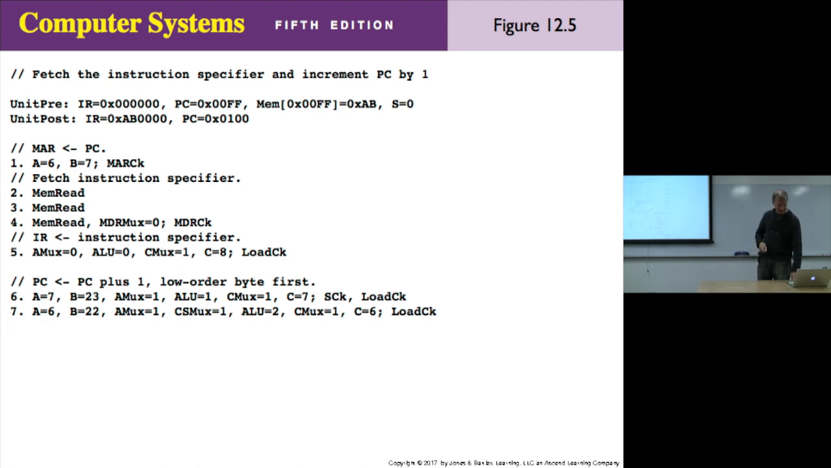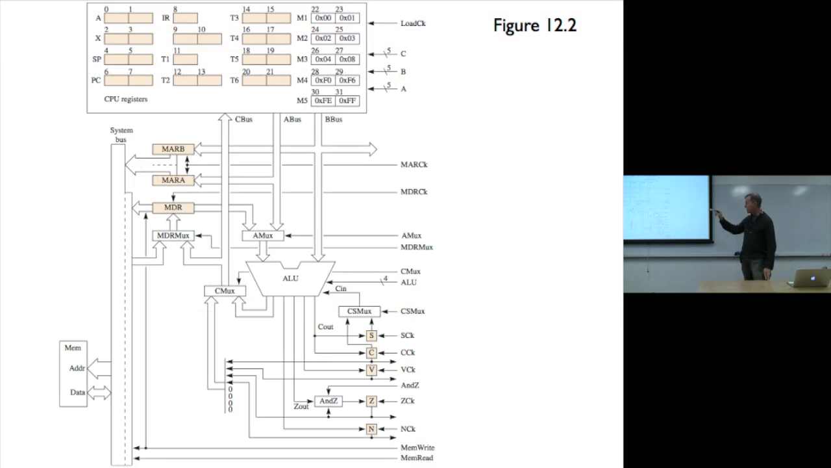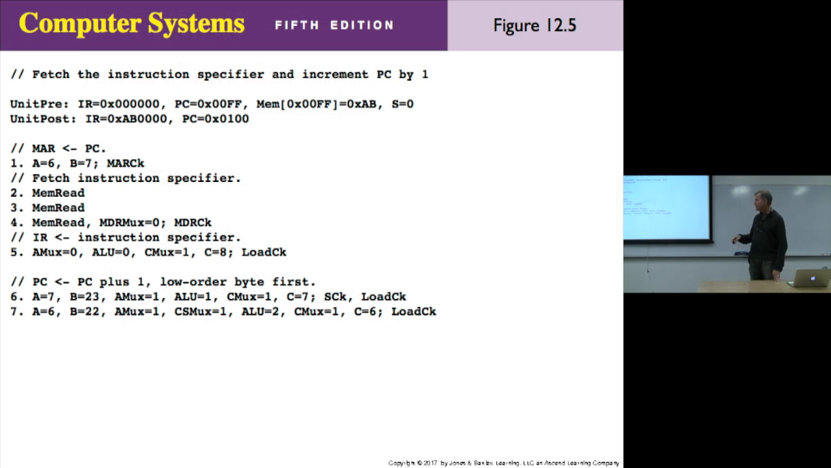Let's go back here and look. So it went from the memory data register through the AMUX, through the ALU, through the CMUX, and back up into the IR. Does everybody see that? That was just plumbing. And then in 6 and 7, we did PC gets PC plus 1.